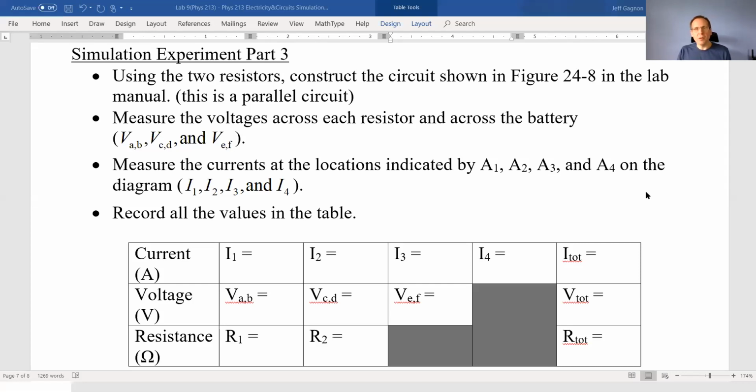Okay, so now you want to fill in the table here with all those measurements. You have your 4 currents at those 4 locations. You have your 3 voltage drops. Remember, VAB is across the battery. VCD was across the first, the 10 ohm resistor. VEF was across the 20 ohm resistor.